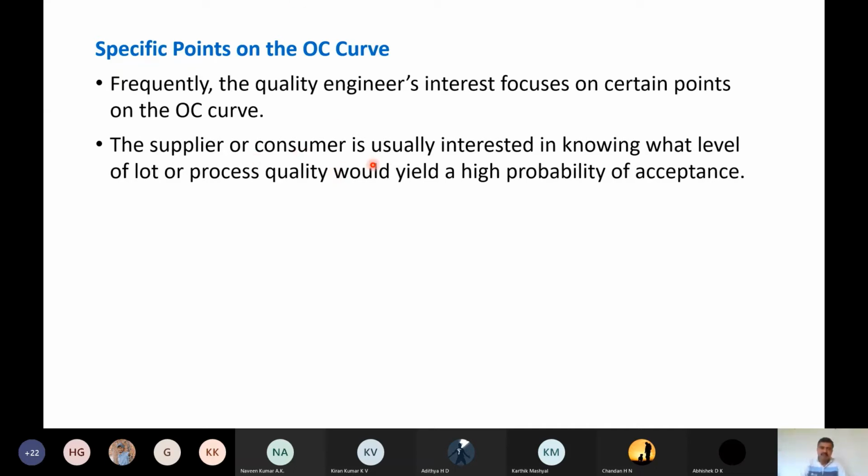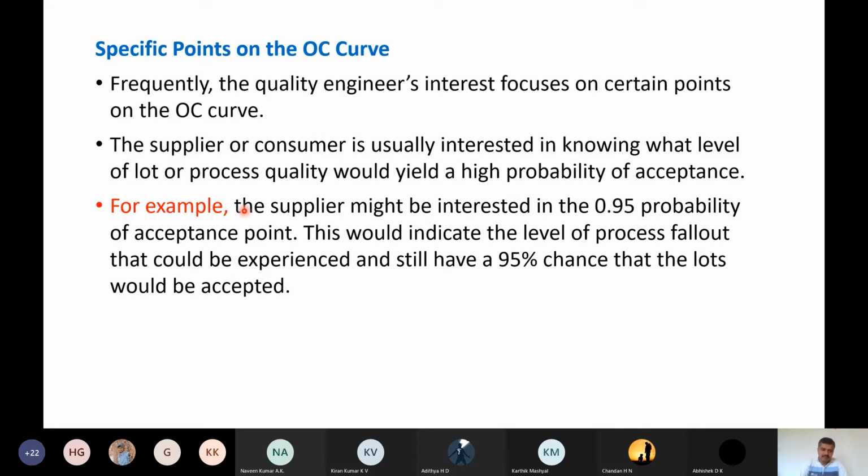That will result in negative consequences, a negative impact on the relation between supplier and consumer. So even the consumer is worried about when to reject a lot and when to accept it. You should have a plan such that if the supplier is supplying parts at better than the acceptable quality level, you accept. You should have a sampling plan such that the probability of acceptance is very high when the components are supplied at the quality level set by the consumer himself.